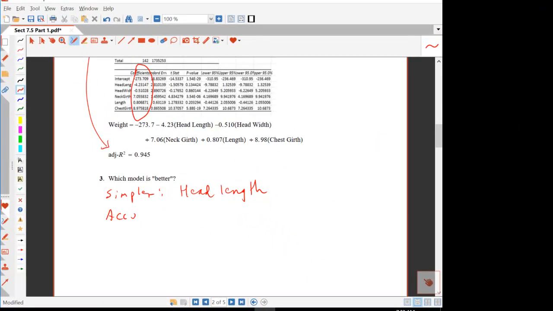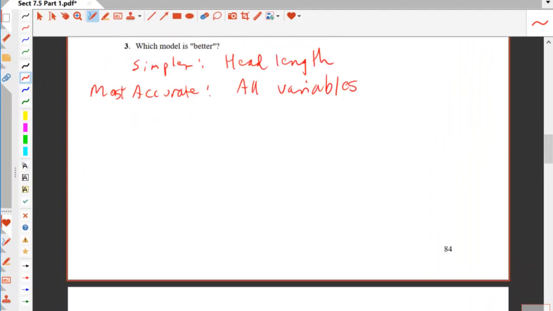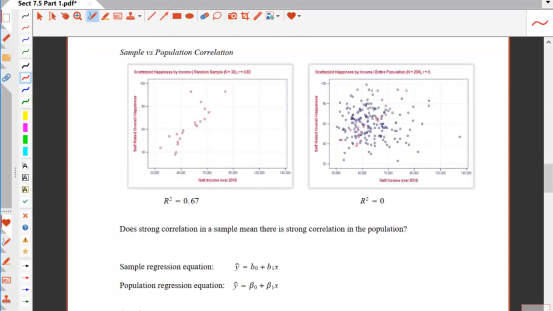So the most accurate model is to use all the variables. And so we're pulled both ways. We want both simplicity and accuracy. These models are fighting against each other in terms of their strengths and weaknesses. Let's save that thought. We'll come back to it in just a moment and go on to talk about something closely related here. And that is the difference between sample and population when we're talking about correlation.